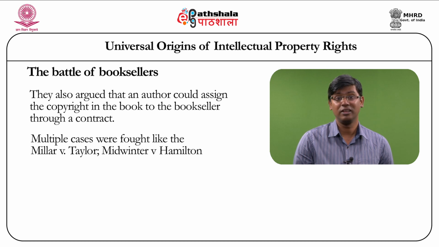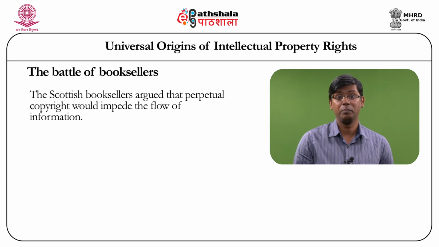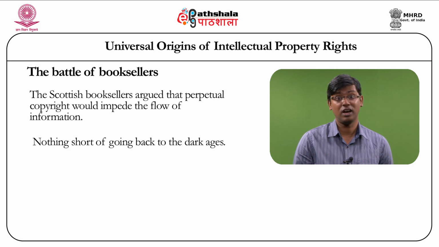The battle of booksellers continued. The London booksellers argued specifically for perpetual copyright on the basis that authors will no longer have incentive to create new work if they do not enjoy protection in their work beyond their lifetime. Any limitation in bequeathing the rights to their family or estate would be a major limitation that would prevent authors from coming up with new work. The Scottish booksellers, though, argued that perpetual copyright would keep the knowledge in the hands of a few, and this would impede the flow of information. They argued that this is nothing short of going back to the Dark Ages.